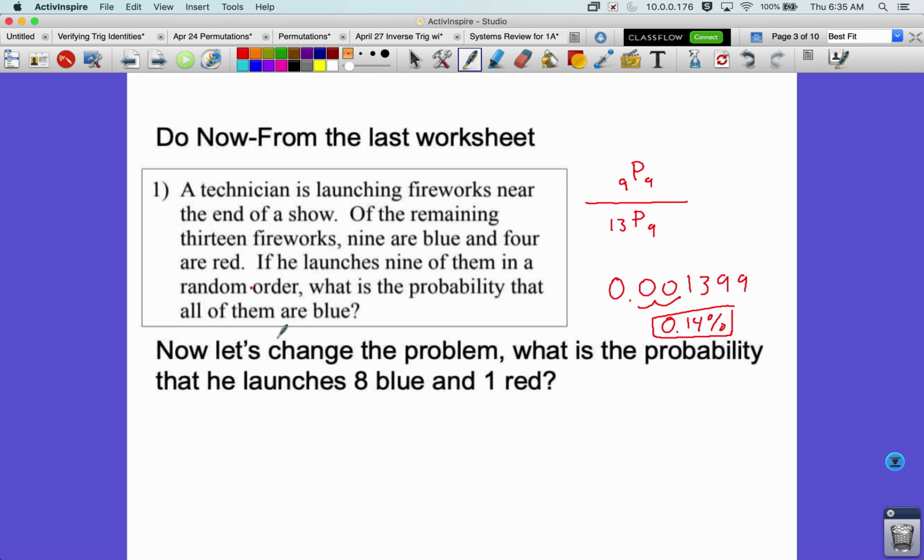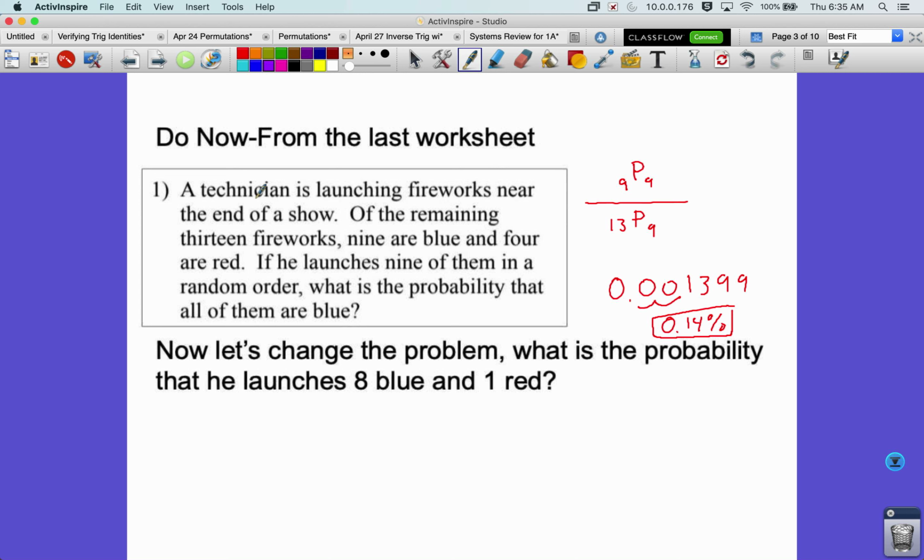All right, now this problem was set up to be pretty easy because there were 9 blue fireworks and we shot off all 9 of them. So let's change this problem to make it a little bit harder. Let's say what's the probability that he launches 8 blue and 1 red in any order. Again, grabbing 13 at random.